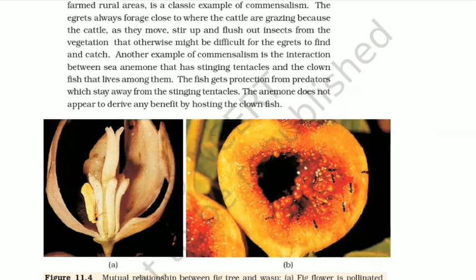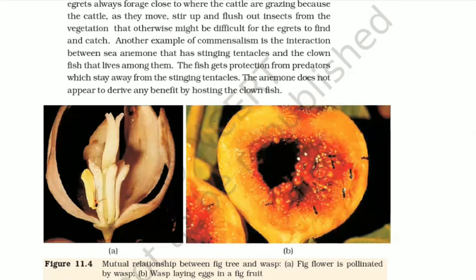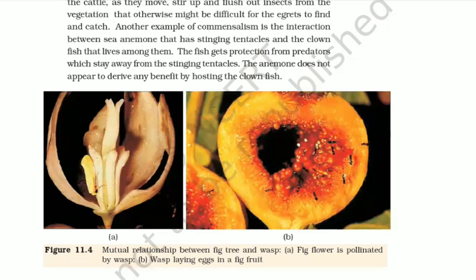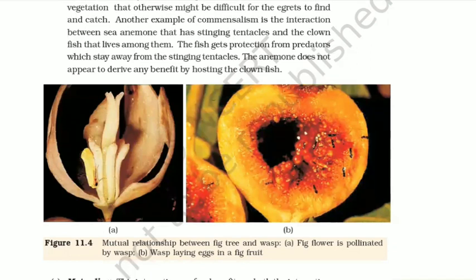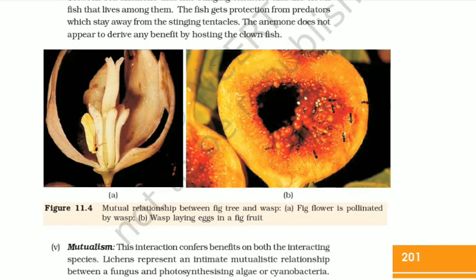The egrets always forage close to where the cattle are grazing because the cattle, as they move, stir up and flush out insects from the vegetation that otherwise might be difficult for the egrets to find and catch. Another example of commensalism is the interaction between sea anemone that has stinging tentacles and the clownfish that lives among them. The fish gets protection from predators which stay away from the stinging tentacles. The anemone does not appear to derive any benefit by hosting the clownfish.